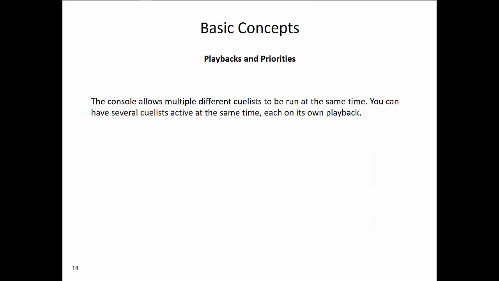Playbacks and priorities. The console allows multiple different cue lists to be run at the same time. You can have several cue lists active at the same time, each on its own playback, and the console itself has 6 banks of 4 playbacks each for a total of 24 faders that are playbacks, but you also have multiple pages.